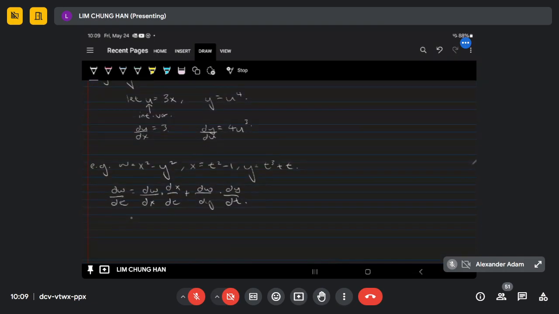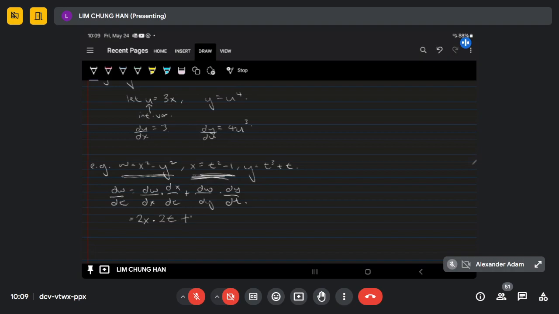So dw/dx is what? From your partial differentiation, if you do dw/dx, y becomes a constant. So 2x, as y squared is constant, becomes 0, times dx/dt. For dx/dt here, what do you get? 2t, and then the negative 1 is a constant, so it becomes 0 again.